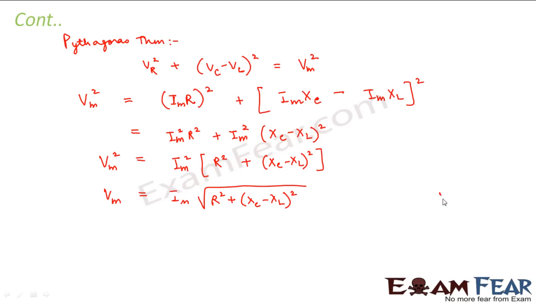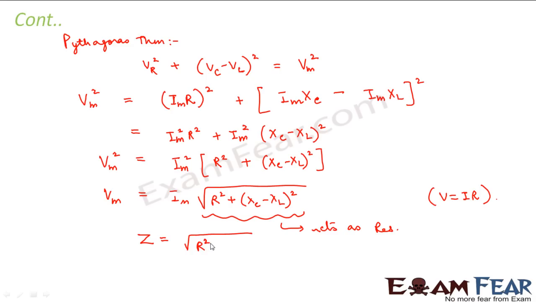So if you look at this equation and compare it with the basic resistor equation, V is equal to IR, in this circuit, if this is the voltage and this is the current, then this term acts as resistance. So this entire term acts as resistance. So from here we obtained that the impedance of the circuit is equal to root over R square plus (XC minus XL) whole square. So now you understood the importance of the phasor diagram also.